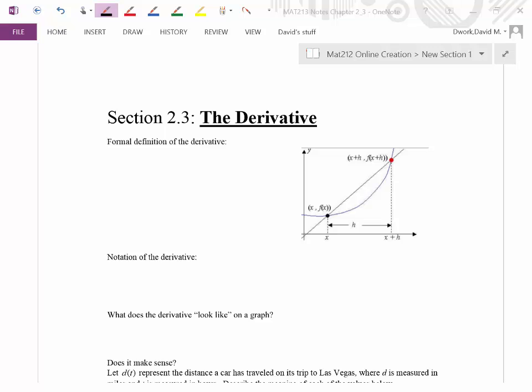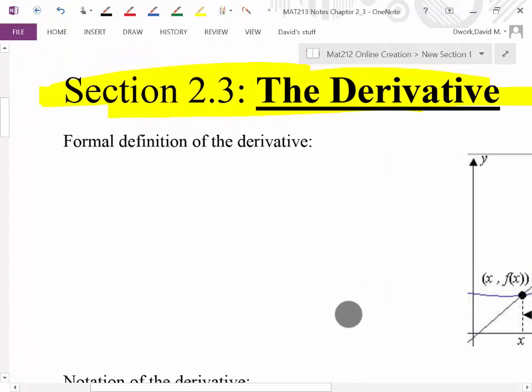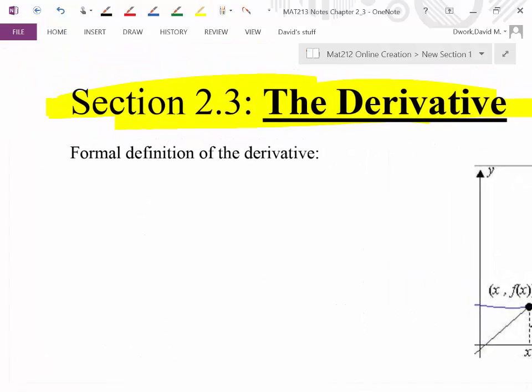Here we are in section 2.3 where we're going to finally get to the punchline of this whole section. We're going to talk about the derivative. Fantastic, that's exciting. So the very first thing we should start off doing is talk about the formal definition of the derivative, and then we'll show what that looks like and go through the different notations and make sure we really get what's going on.